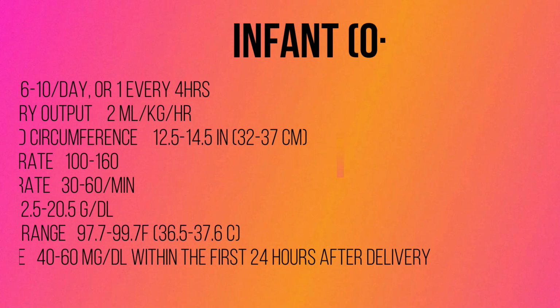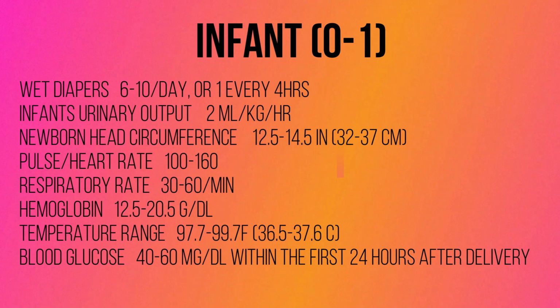So I would just remember these for the infant. The infant is someone under 1 year old. You want the baby to have wet diapers between 6 to 10 a day, or 1 every 4 hours. And that's very important to assess in a newborn. The infant urinary output will be 2 milliliters per kilogram per hour.